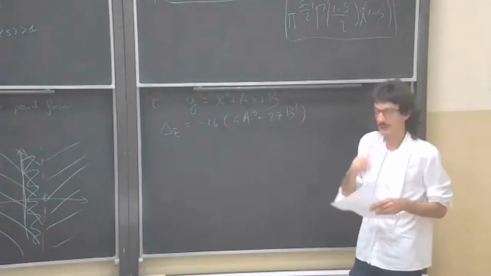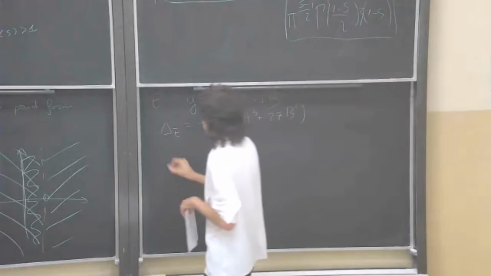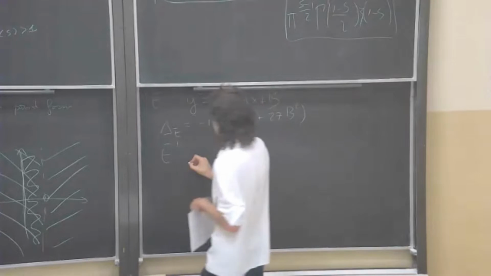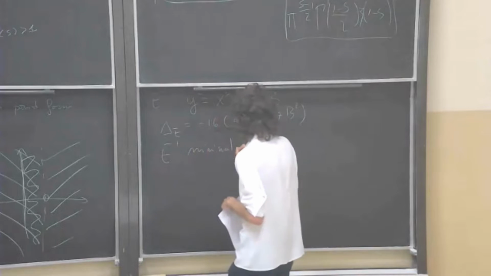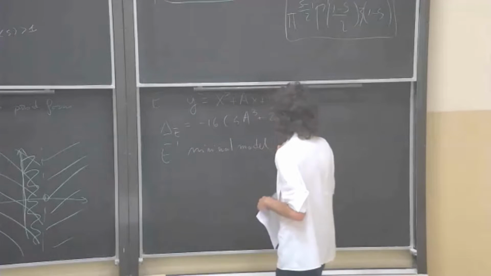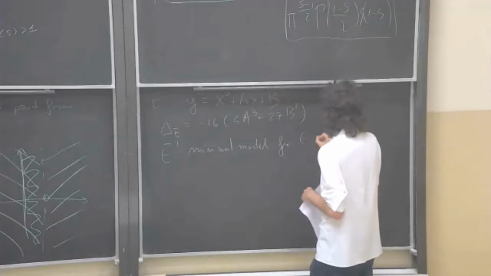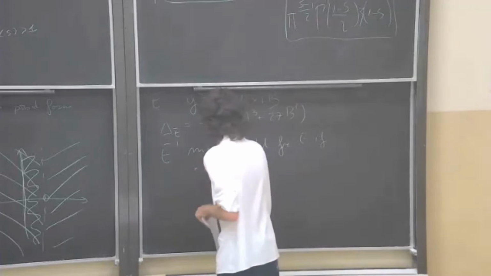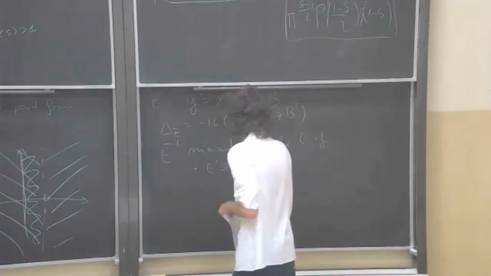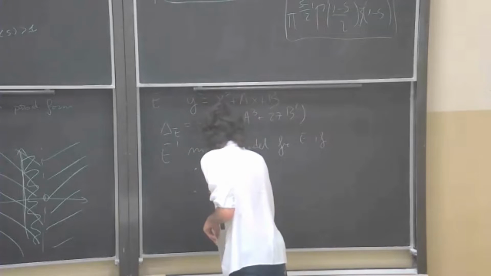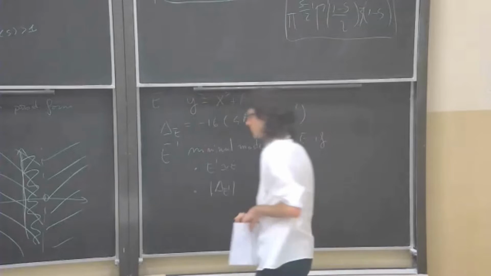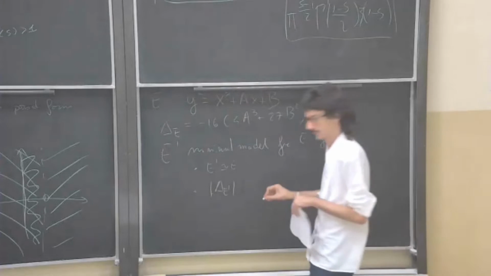And now we call another equation of this kind E prime a minimal model for E if E prime is isomorphic to E and the absolute value of this discriminant is minimal.